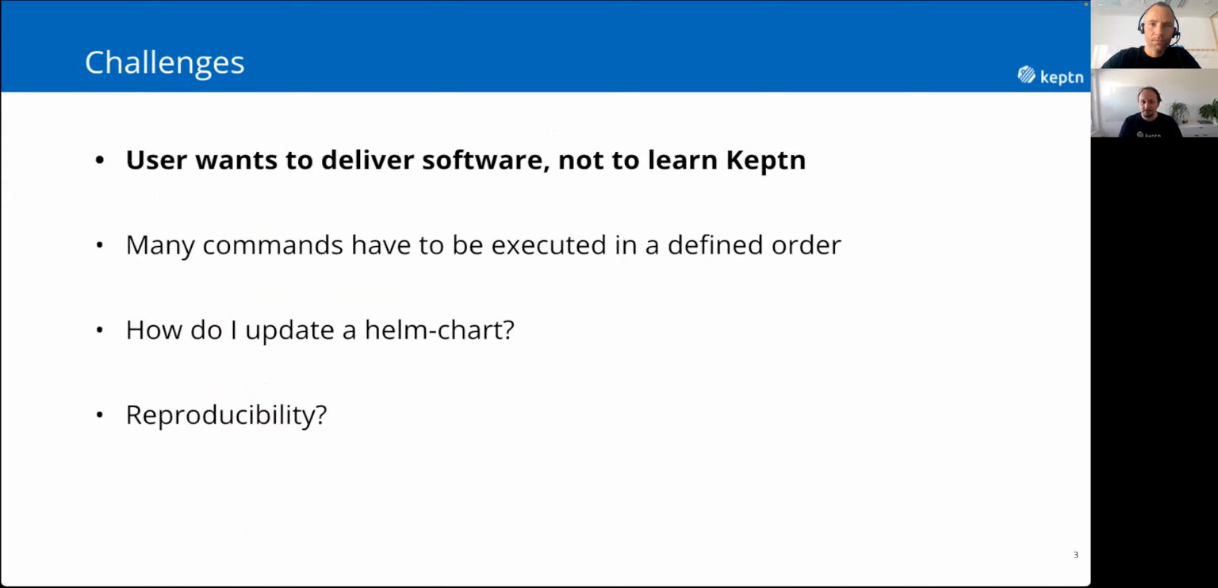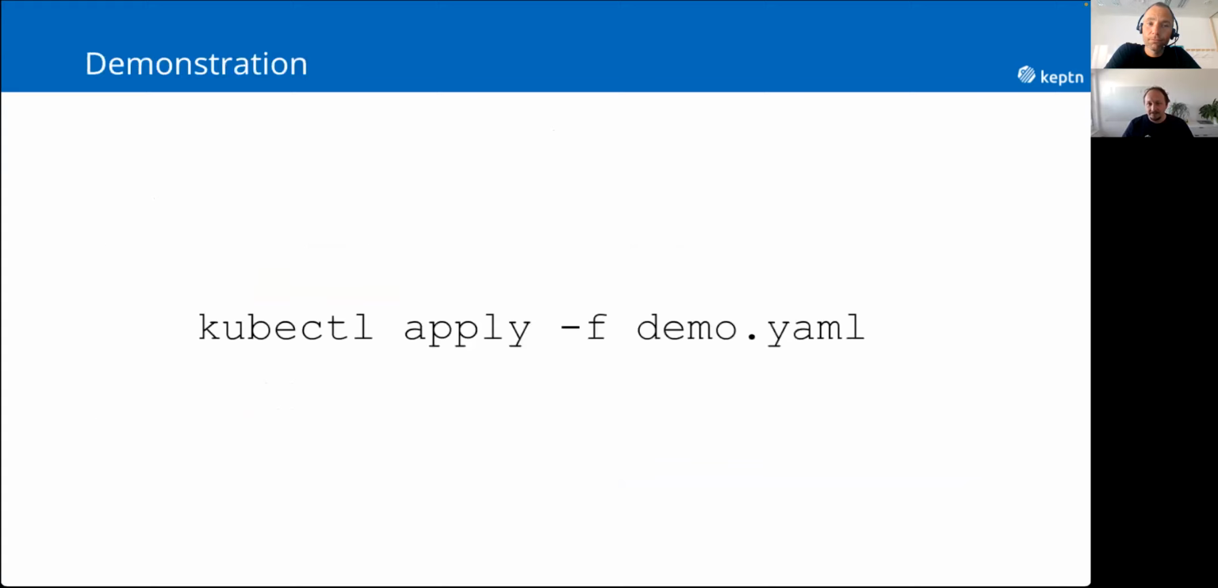So what were our initial challenges? We got the feedback that users want to deliver software and not learn Keptn. So they don't want to put in many imperative commands. They only want to check in some code and want to use Keptn with this. And yes, so we come directly to the demonstration today. So let's switch over to the shell.